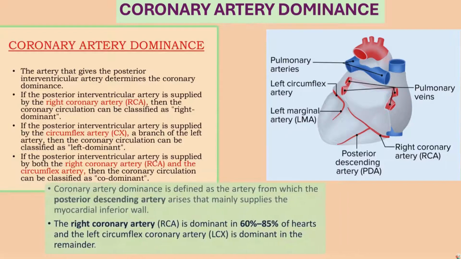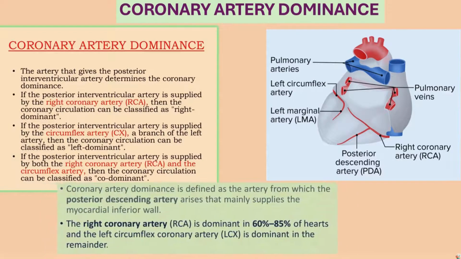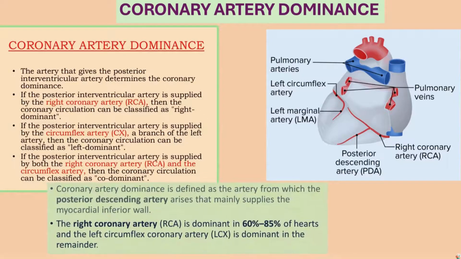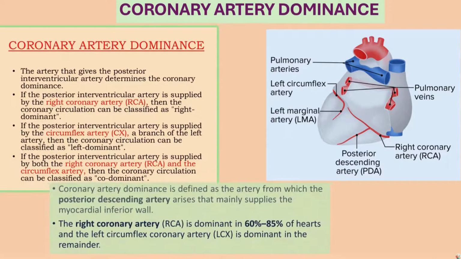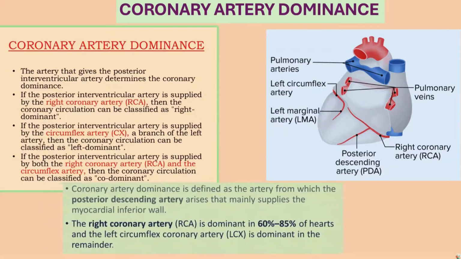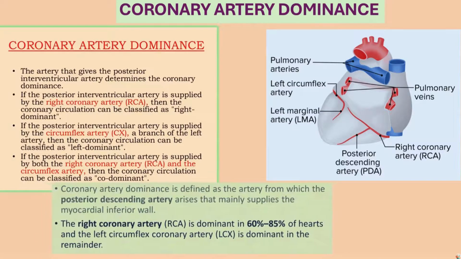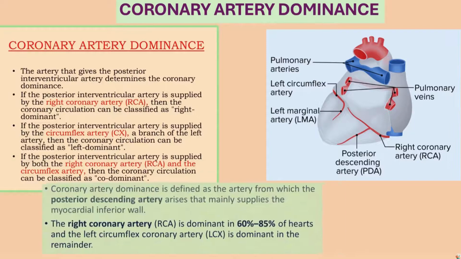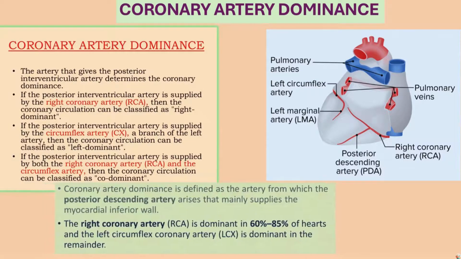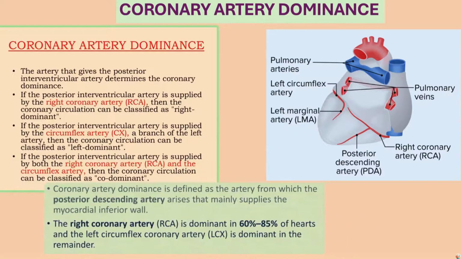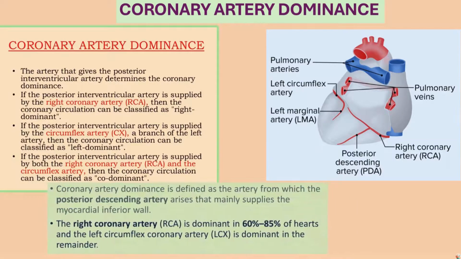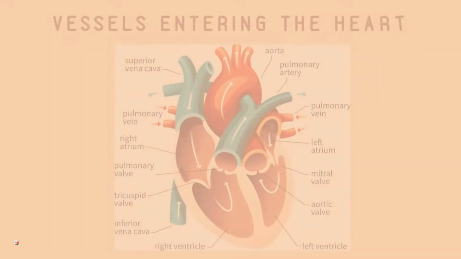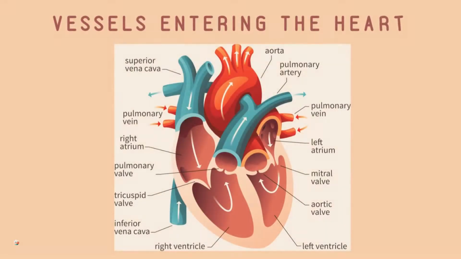So if the posterior interventricular artery is supplied by or arises from the right coronary artery, then the coronary circulation is known as right dominant. And if the posterior descending artery arises from the circumflex artery, then it is known as left dominant. And if the posterior descending artery is supplied by both the right coronary artery and left circumflex artery, it is known as codominant.